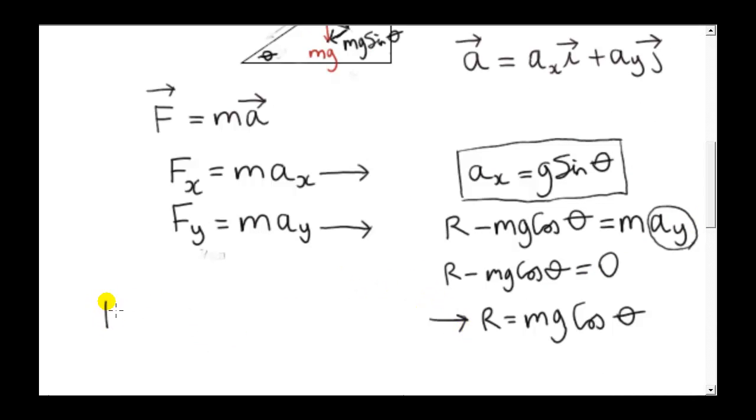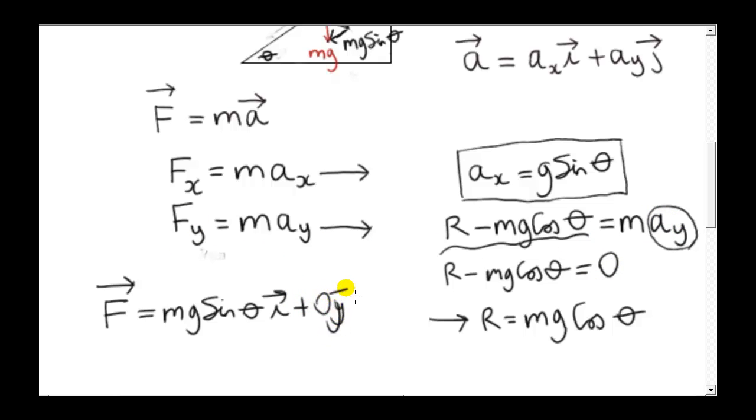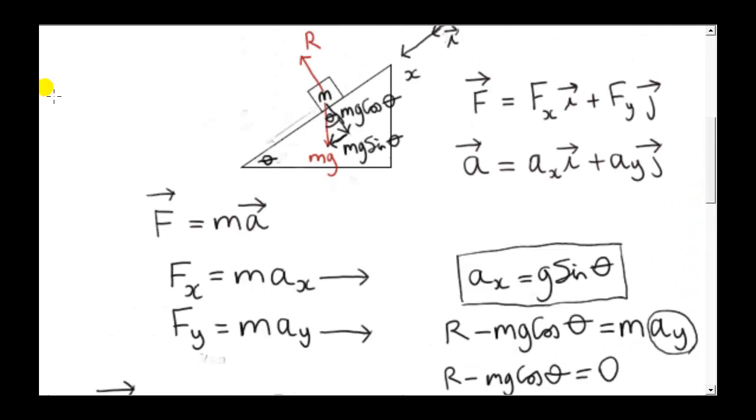Now we can write down the resultant force vector. Well, here's the x component, that's mg sine theta. It's multiplied by unit vector i, but the y component is 0. Okay, so here's the y component, and since a sub y is 0, F sub y is 0. So we have 0j here, so we can leave that out. So the resultant force is entirely in the x direction. So the resultant of these two vectors, R and mg, is a vector pointing in the x direction, so it's down the incline.